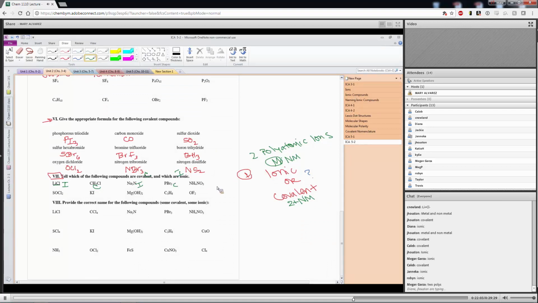Why ionic? Perfect. I've got two polyatomic ions. I've got an ammonium ion and a nitrate ion. So this is an ionic compound. Excellent. Okay. SOCl2, ionic or covalent?